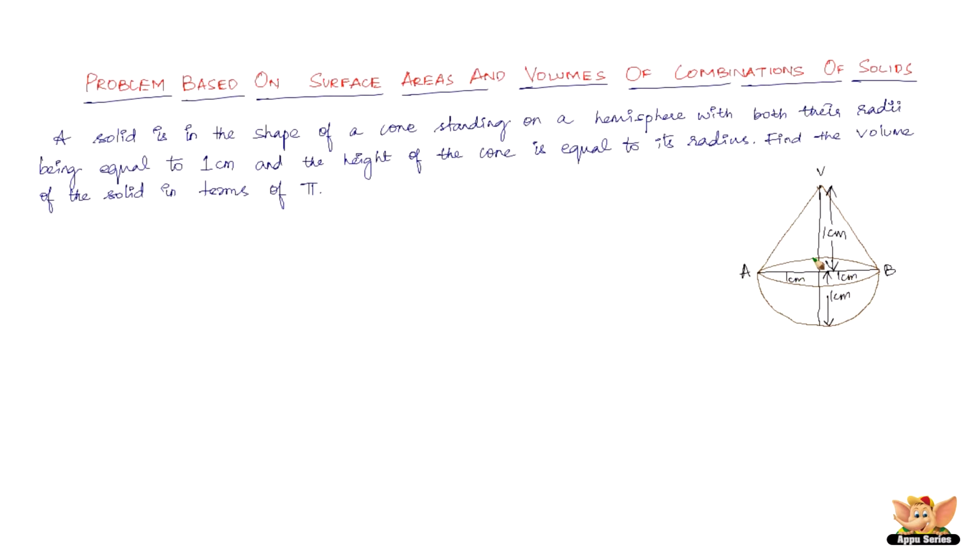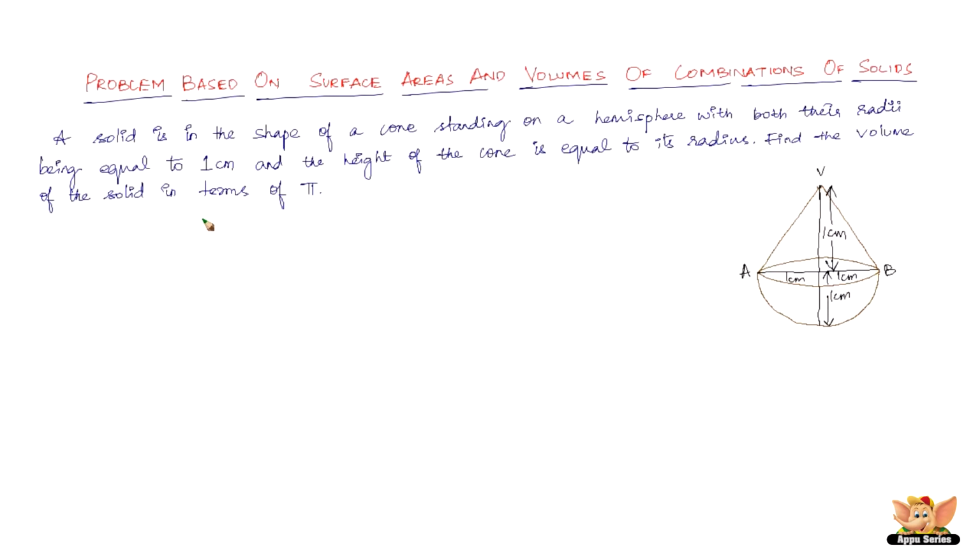See, 1 centimeter. And the height of the cone is also equal to its radius, which is again 1 centimeter. So the height of the cone is 1 centimeter. Find the volume of the solid in terms of pi. So we need to find the volume of this entire thing, but not in terms of numbers, but in terms of pi. You know, if it's 2 pi or 2.5 pi or whatever that is. All right. So let us solve the problem.